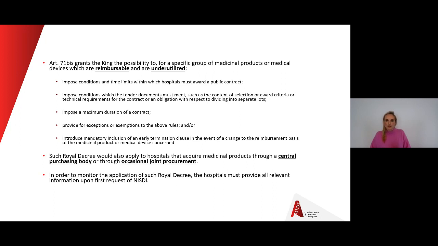first request. So this is also unseen, let's say, in public procurement, that a contracting entity should provide the government with, let's say, all information how they comply with public procurement laws, and in this case specifically the royal decree to be drafted by the king.